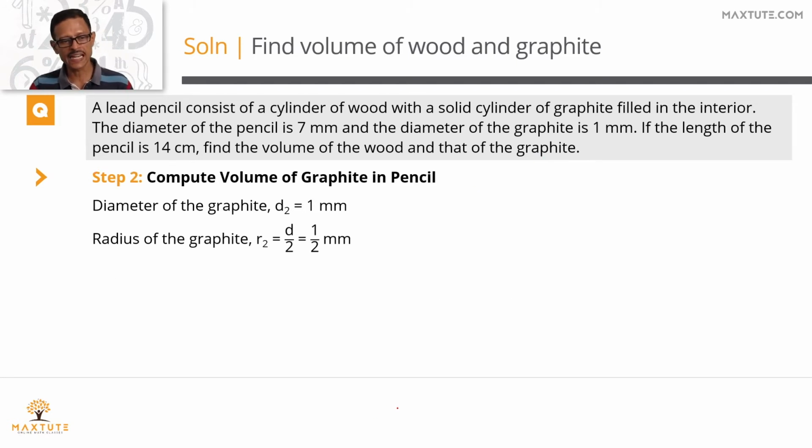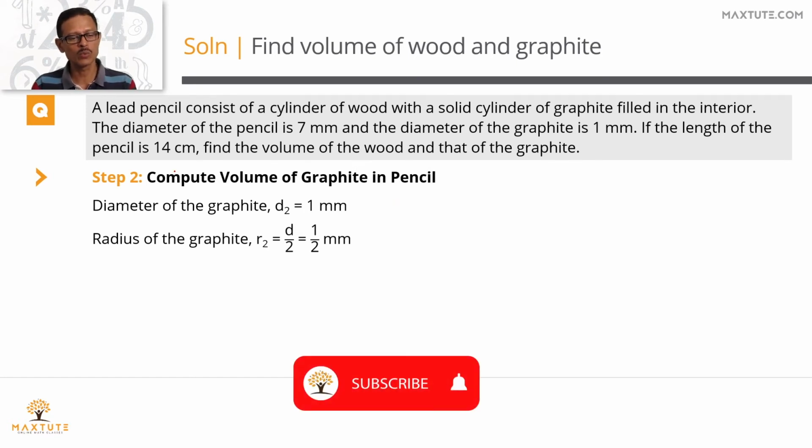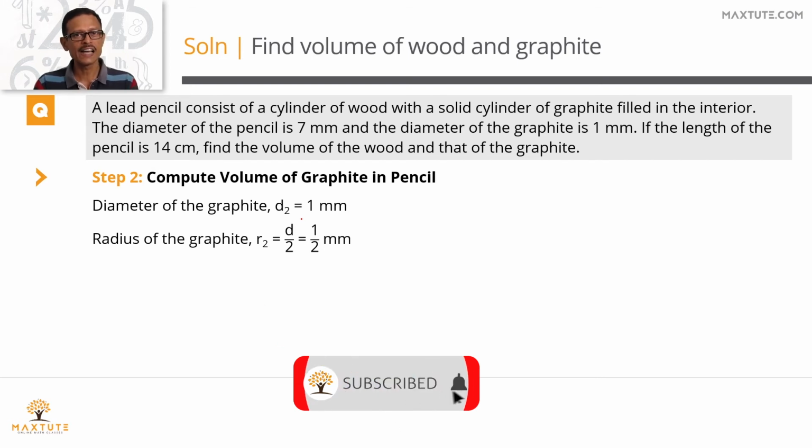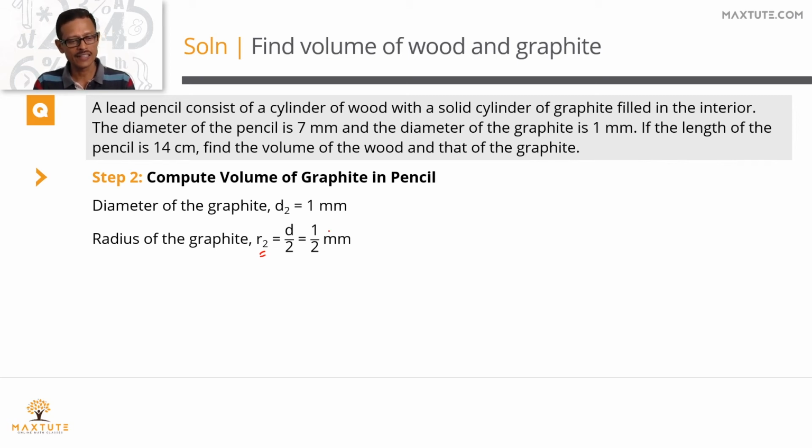Let's compute the volume of the graphite in the pencil. The height still remains at 14 centimeters or 140 millimeters. So graphite is going to also be of the same height. The diameter of the graphite is 1 millimeter. So radius, let's take it as R2, that's half this, which is equal to half a millimeter. So let's compute the volume. Volume in this case is equal to pi r squared h, which is pi into r2 squared into h.